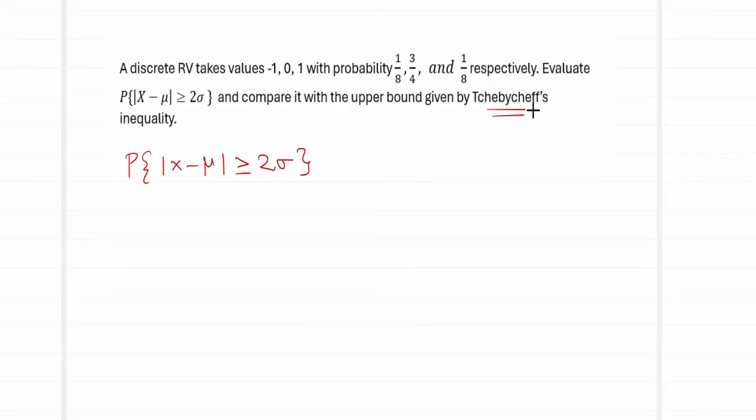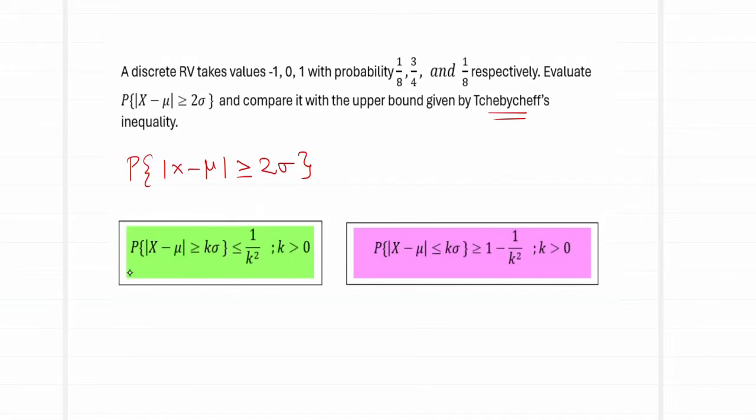Out of the two Chebyshev's inequality formats we have, which one will suit this question more aptly? We will have to check that first. The two formats are |x - mu| greater than k sigma and |x - mu| less than k sigma. Compare with the given question, |x - mu| greater than or equal to 2 sigma. This matches more perfectly with k sigma, so we are considering the first format: probability of |x - mu| greater than or equal to k sigma is less than or equal to 1 by k square.